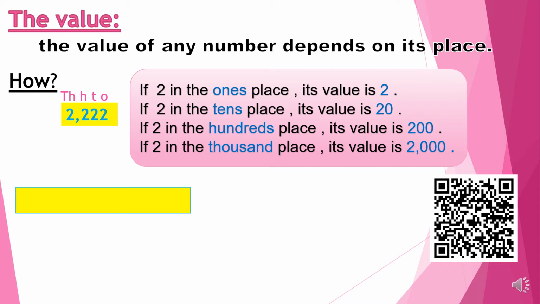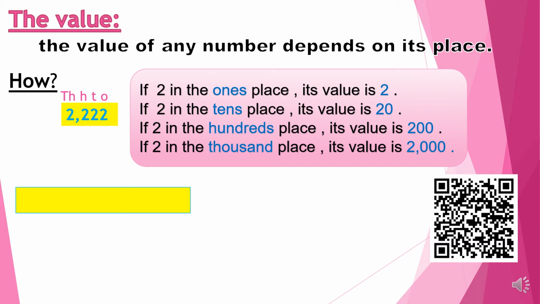The second 2, in tens place, its value is 20. I will put 1 zero because it's in tens. The third 2 in hundreds place, I will put 2 zeros, so its value will be 200. The value of 2 in hundreds, 200. The value of 2 in tens, 20. The value of 2 in ones, 2. The last 2, in thousand place, its value is 2000. I will put 3 zeros, okay?